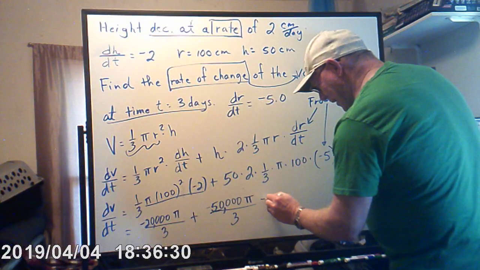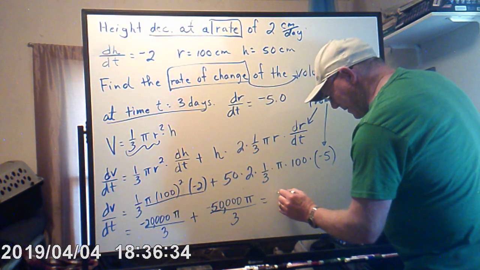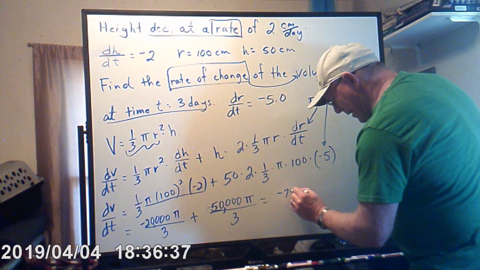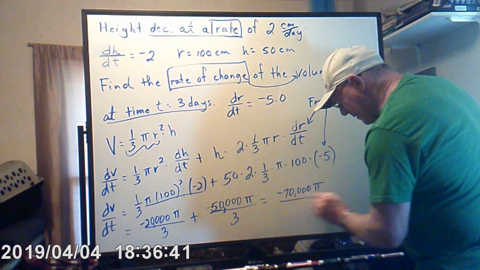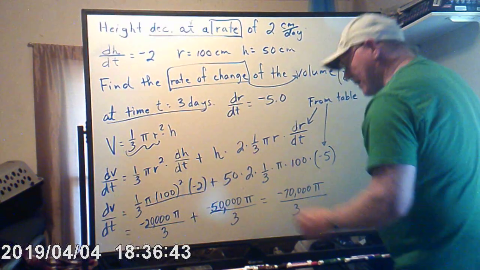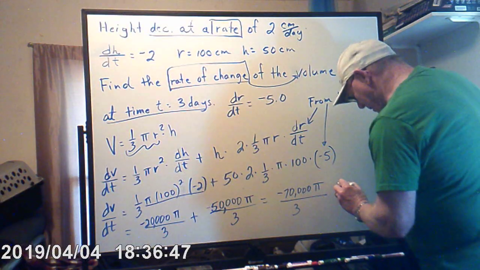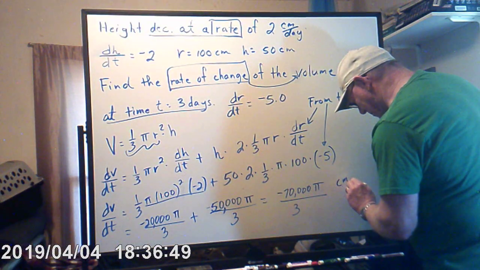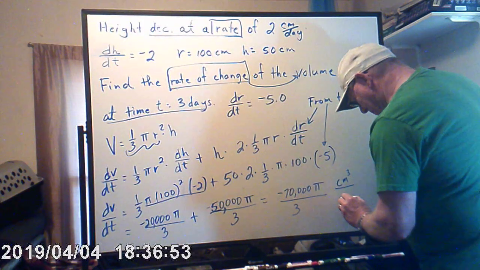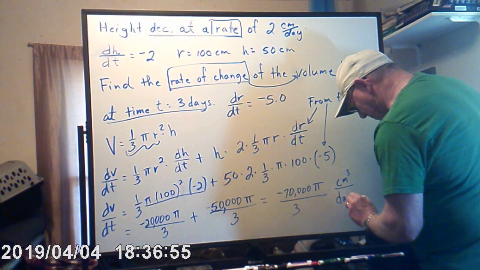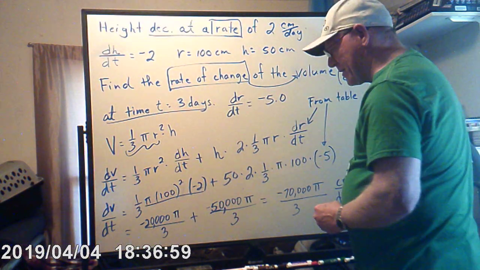So now when you add the two, both have like signs, so we can add these up. So this is -70,000 pi over 3. And if we want to put our units down, that's going to be in cubic centimeters. Remember, volume is always in cubic centimeters per day. Alright, there it is, cubic centimeters per day.